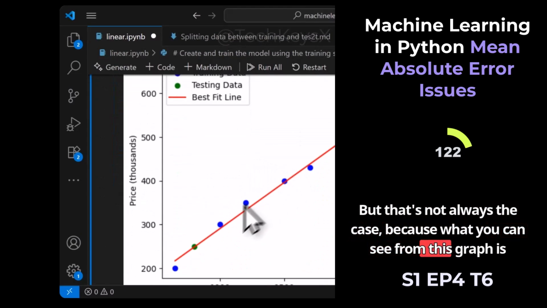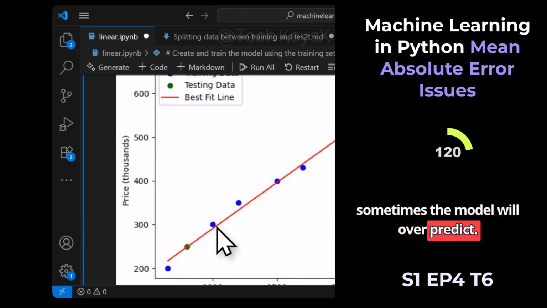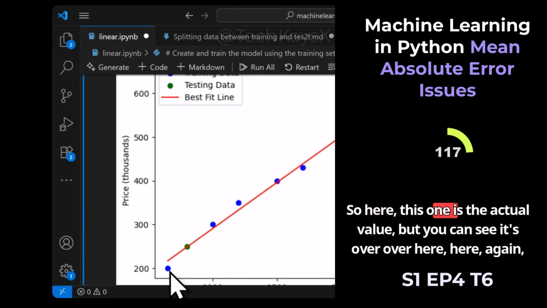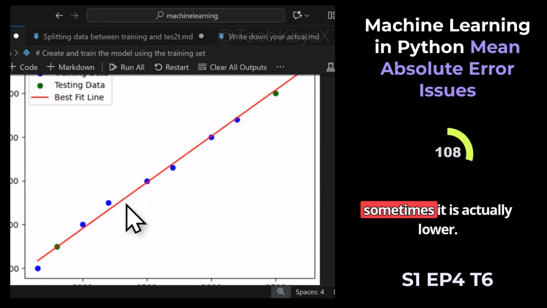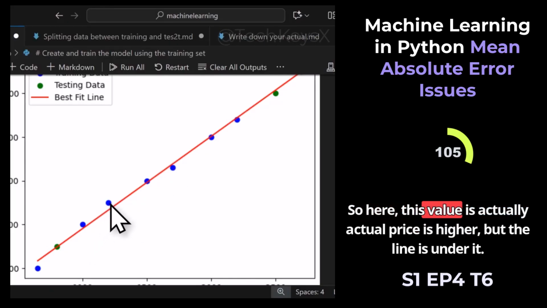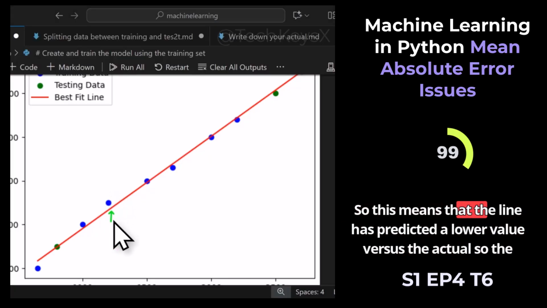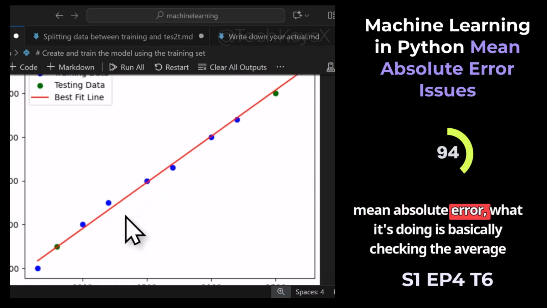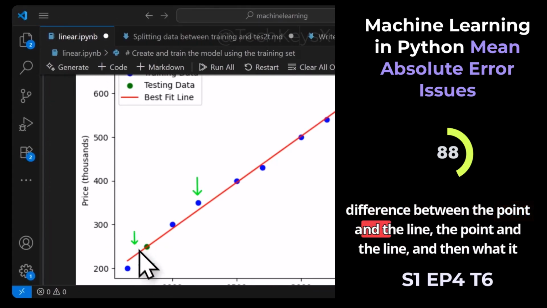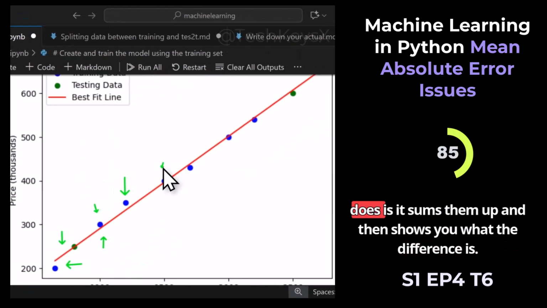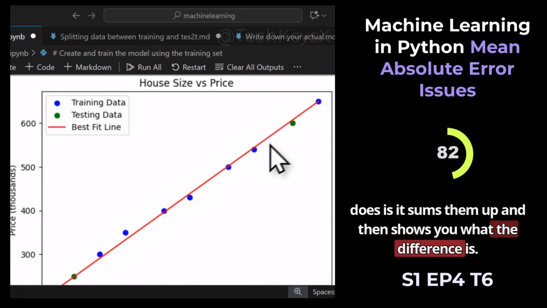What you can see from this graph is that sometimes the model will over predict. So some values are over. Here, this one is the actual value, but you can see it's over here. Here again, the actual value is under the line, but the model has predicted a higher price. But sometimes it is actually lower. Here, the actual price is higher, but the line is under it. So the line has predicted a lower value versus the actual. So the mean absolute error is basically checking the average difference between the point and the line, and then it sums them up and shows you what the difference is.